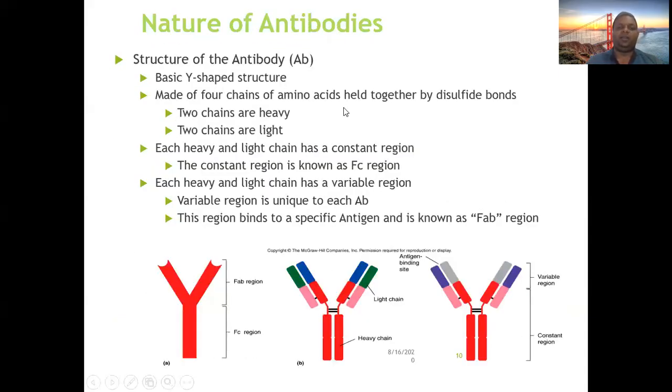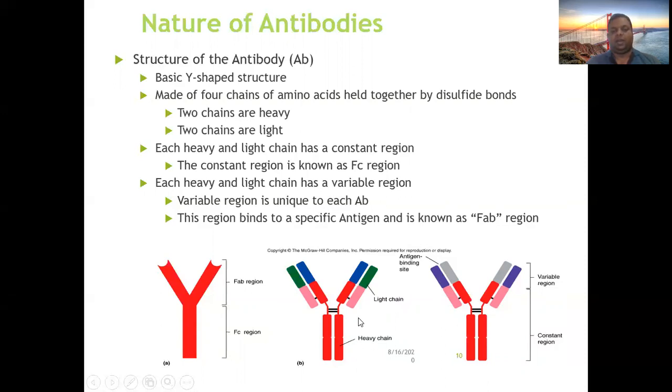So the counterpart is the antibody. It's basically a Y-shaped structure with two arms, so antigen binding is possible on both sides. Let's term this part the variable region and this the constant region. Usually there are two heavy chains and two light chains, bound with hydrogen bonds. Each heavy and light chain has a constant region, so it's a constant region up to here. Each heavy and light chain also has a variable region unique to each antibody. So this is unique to this particular antibody.